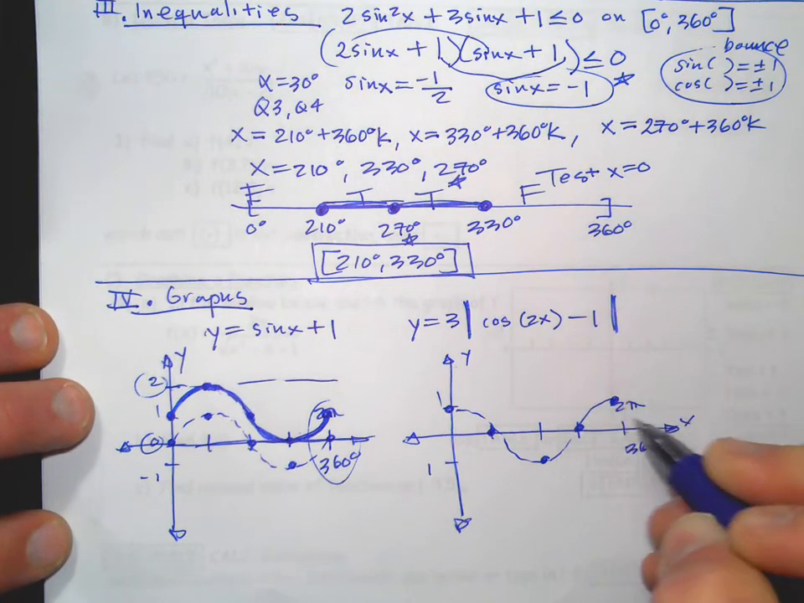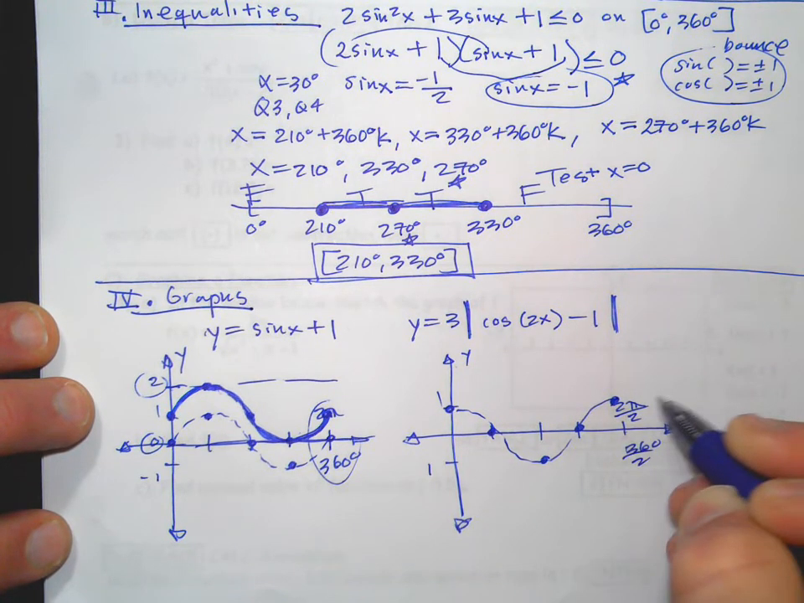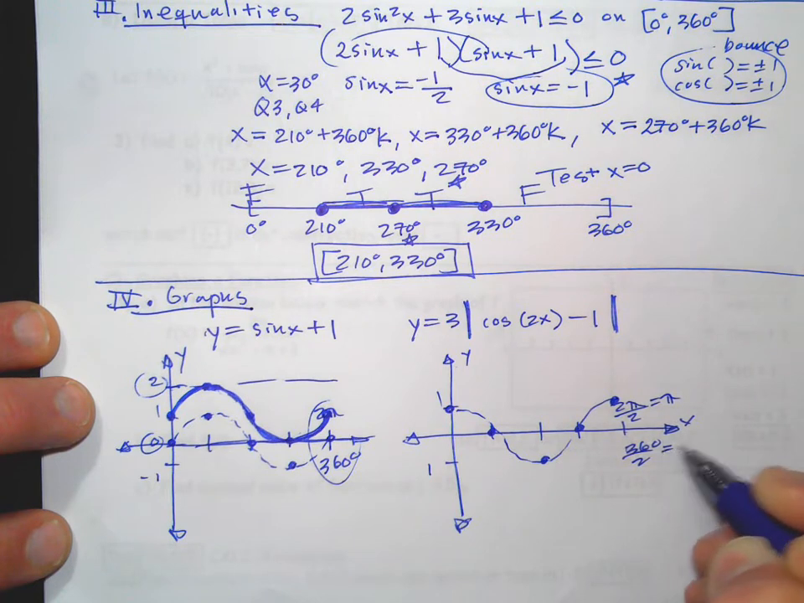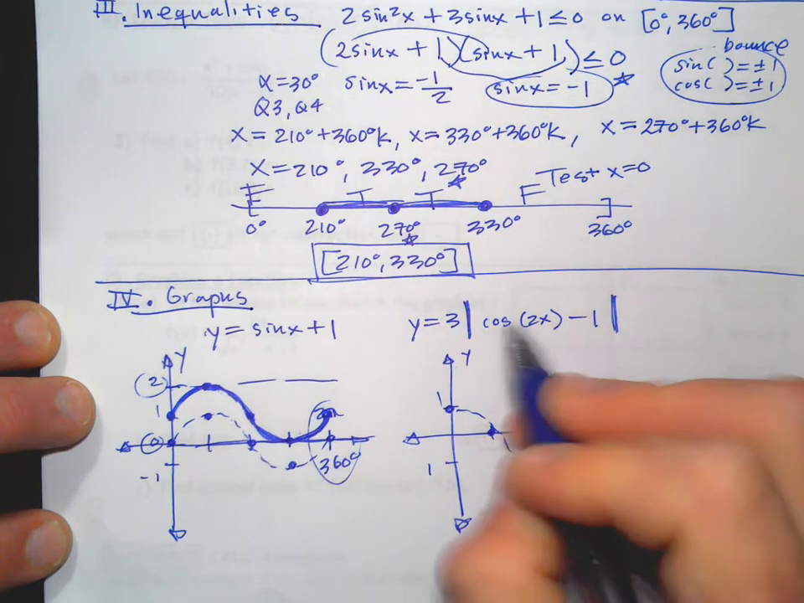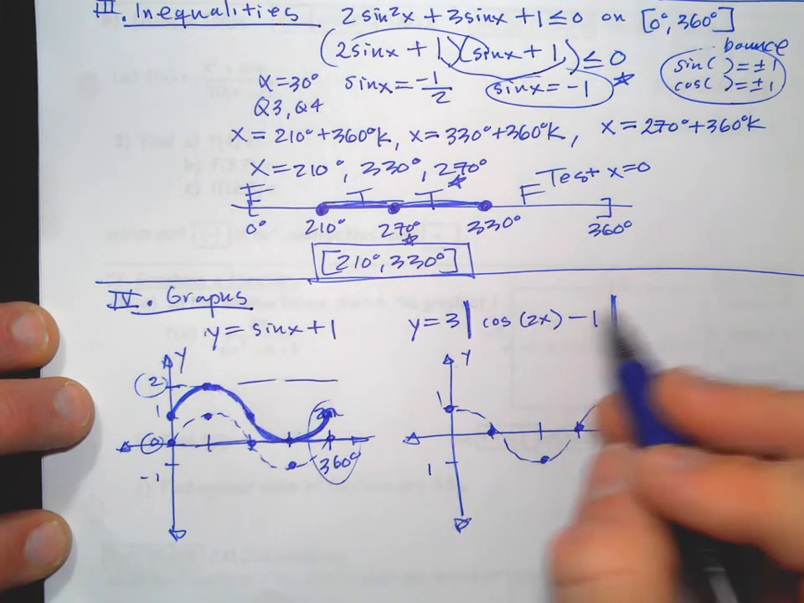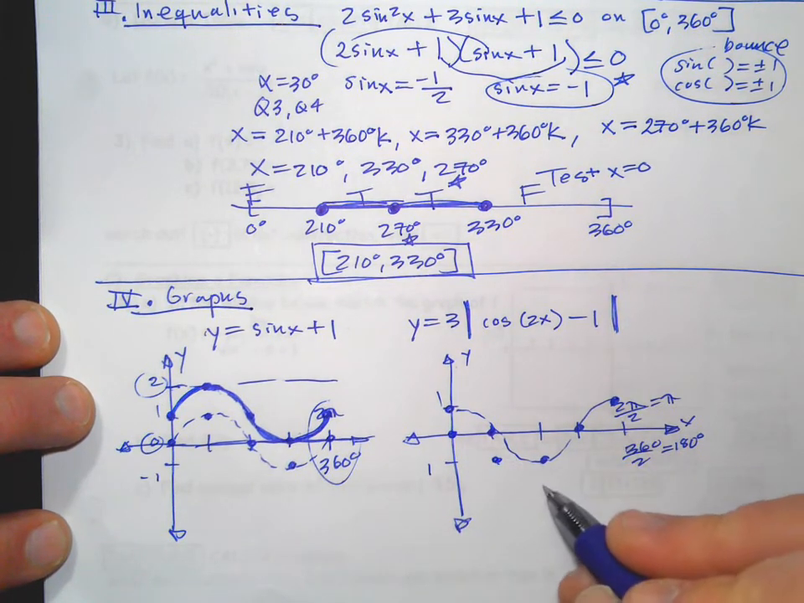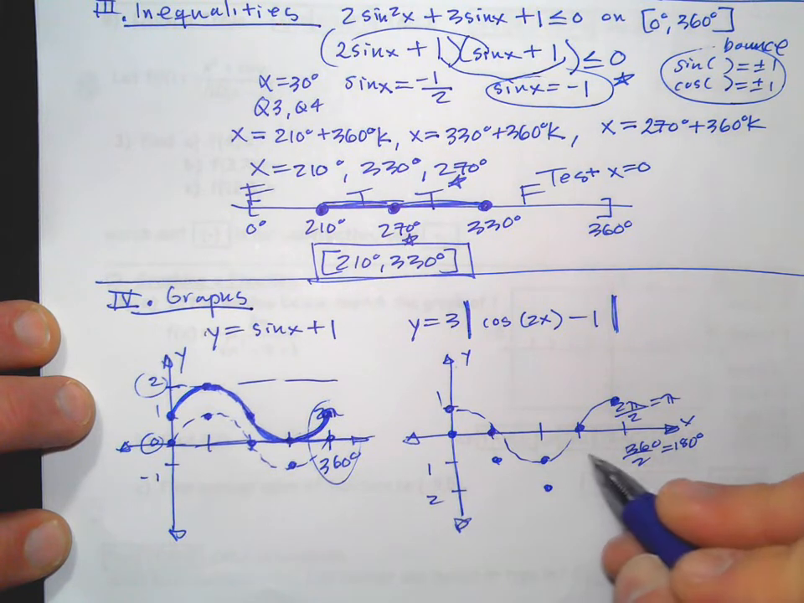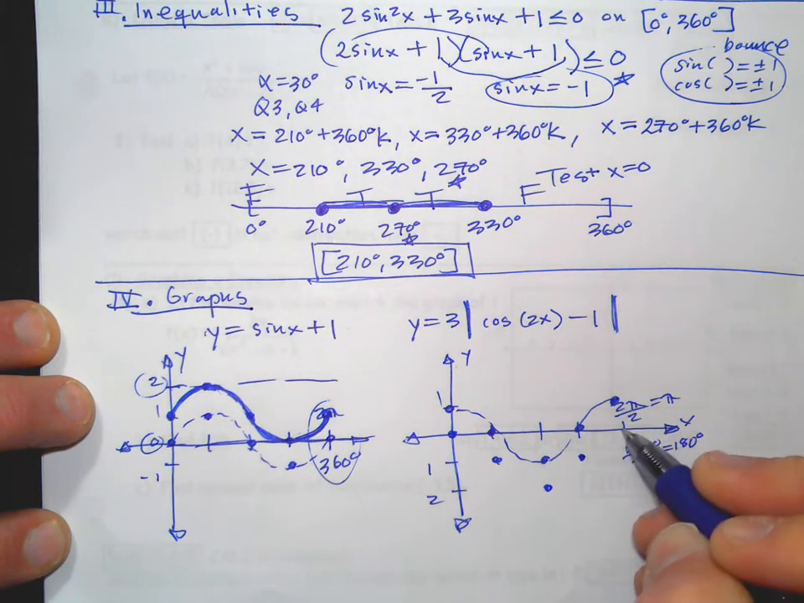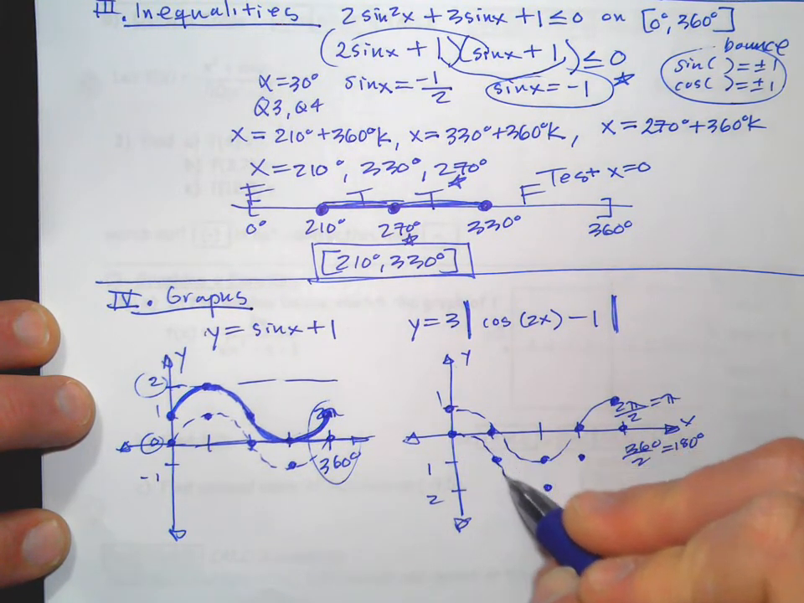The 2 divides the period by 2. So the period is actually pi, 180 degrees. So we work from the inside out. We do the cosine, then we work the inside out, order of operations. Then we do the minus 1, which moves everything down 1. So that's the new graph.